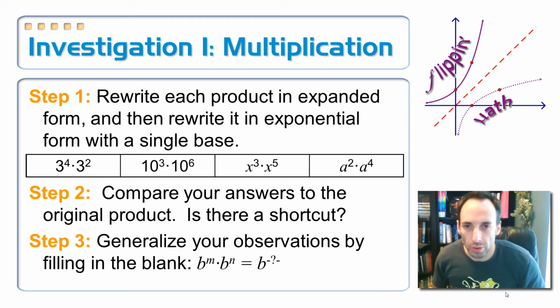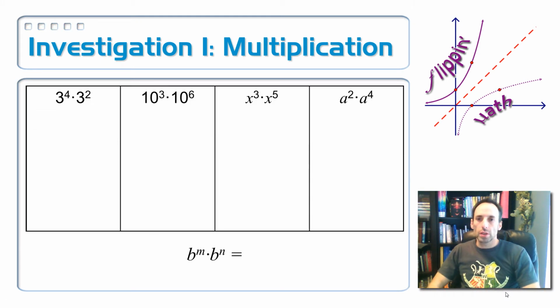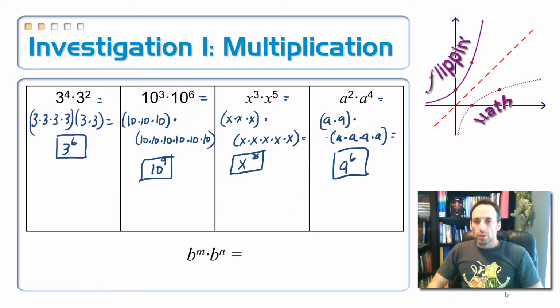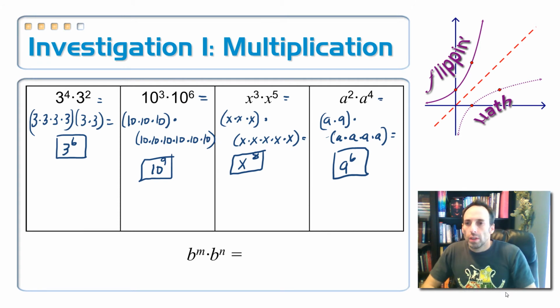Alright, so did you remember what the property was? Did you see the shortcut here? So here are all the answers that I came up with. You write down 4 copies of the 3, multiply times 2 factors of the 3, and you have a total of 1, 2, 3, 4, 5, 6. I have 3 to the 6th, and I originally had 3 to the 4th times 3 squared. What could you do with the original problem to arrive at that answer? Well, 4 plus 2 equals 6. You could just add up the exponents.